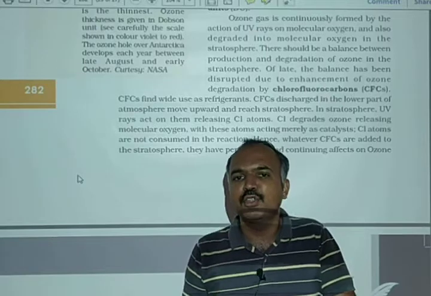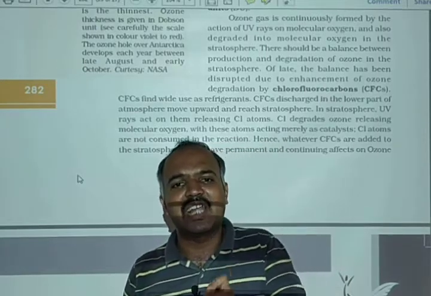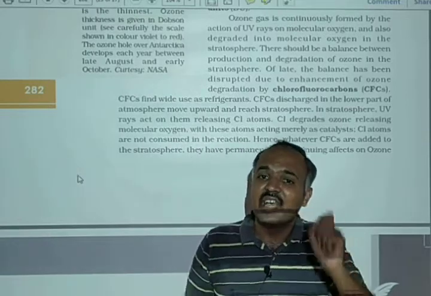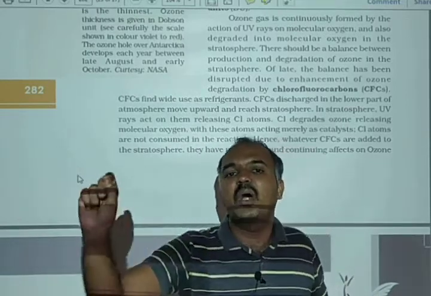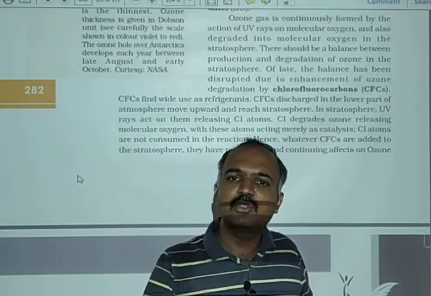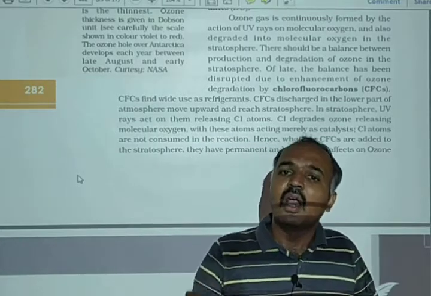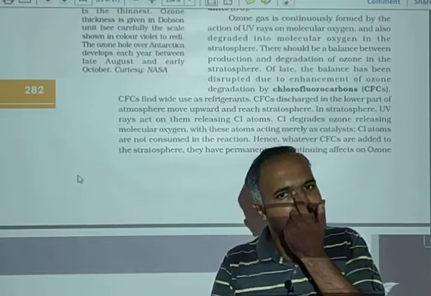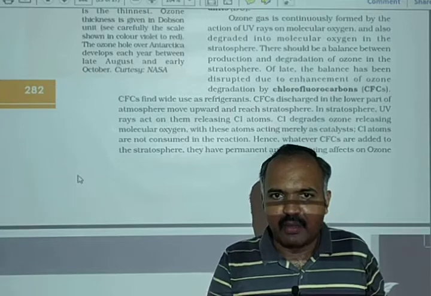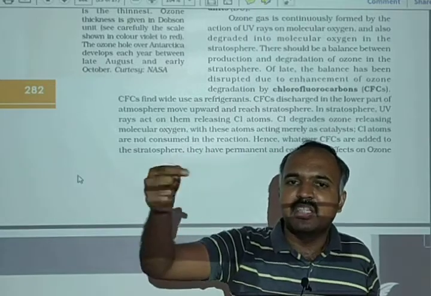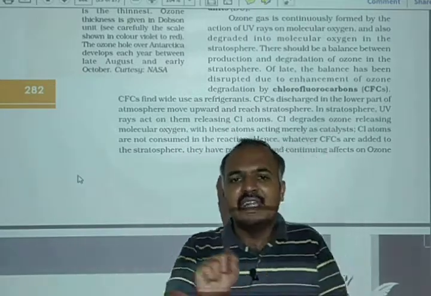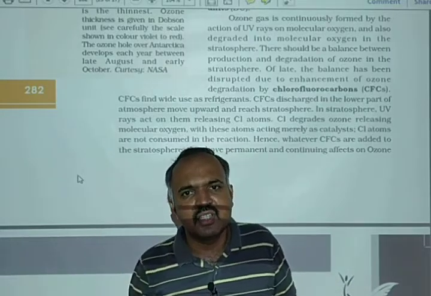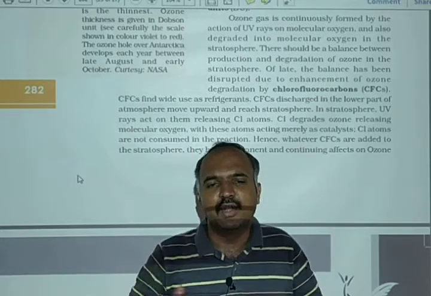In the process of ozone depletion, chlorine works as a catalyst, and it increases the process of depletion. So who actually increases the ozone depletion? Ozone depletion is increased by chlorofluorocarbon. Why? Because when chlorofluorocarbon is acted upon by UV rays, it releases chlorine, and that chlorine works as a catalyst in the ozone depletion process, and it leads to massive ozone depletion.